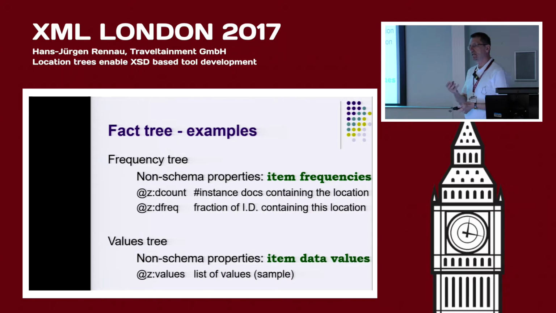A fact tree associates the locations with facts about the items which they represent. So for example, let's say a location represents an optional element, and then a fact about this location would be the fraction of instance documents observed in a sample which do use this optional element. And a values tree associates a location with a sample of data values actually observed in instance documents. And fact trees can be very nicely represented also by tree sheets, and I would like to demonstrate this to you.